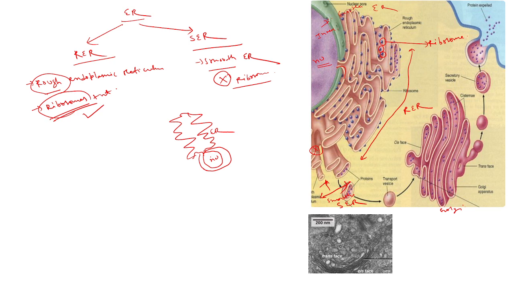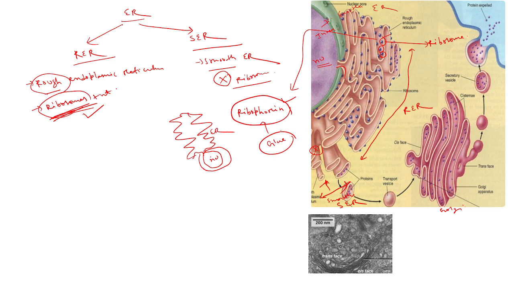So why are the ribosomes present? Actually, in the rough endoplasmic reticulum, there is a protein present called ribophorin. Ribophorin is a protein present on the rough endoplasmic reticulum, and it helps in the attachment of the ribosome. You can say it's a glue-like structure. This protein helps the attachment of the ribosome to the rough endoplasmic reticulum.